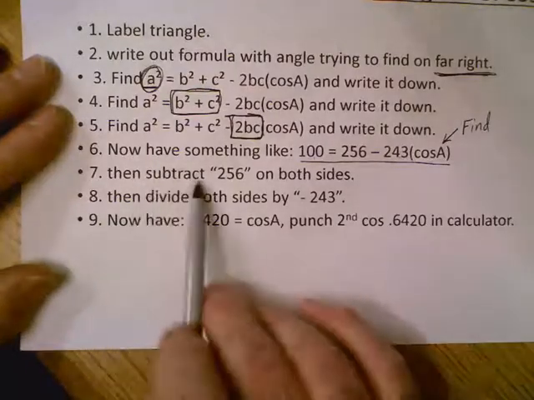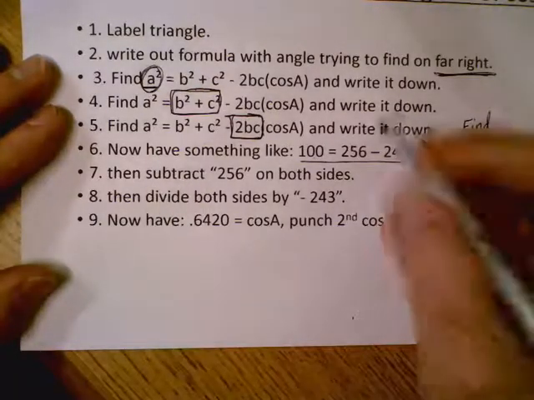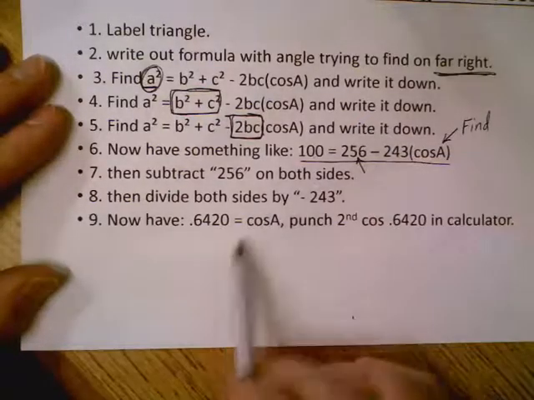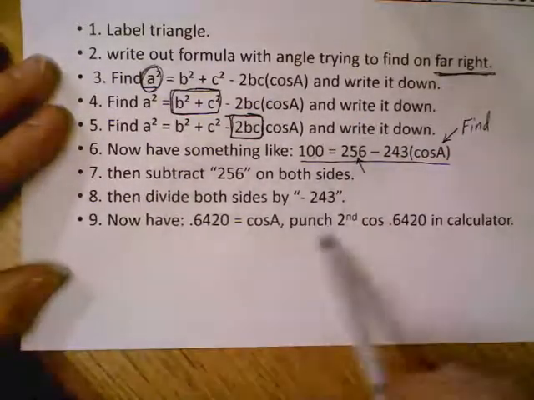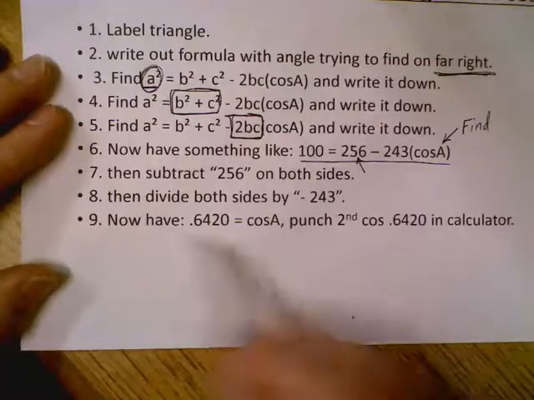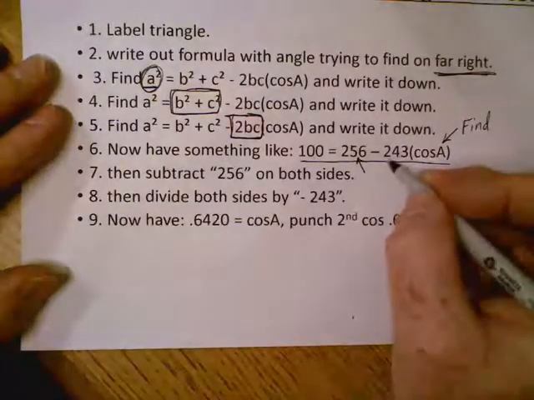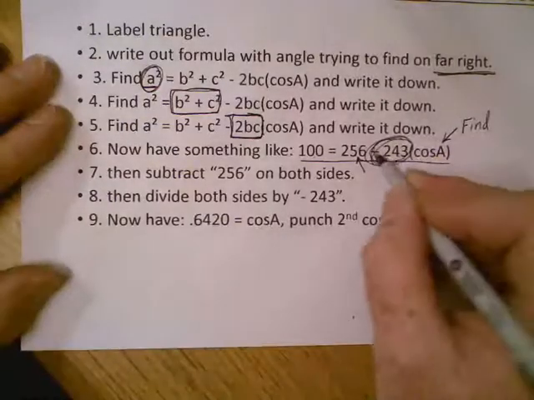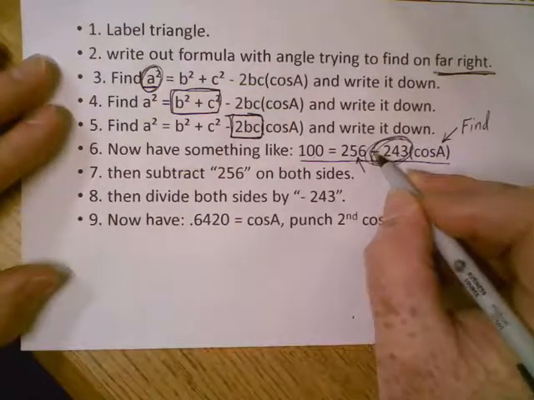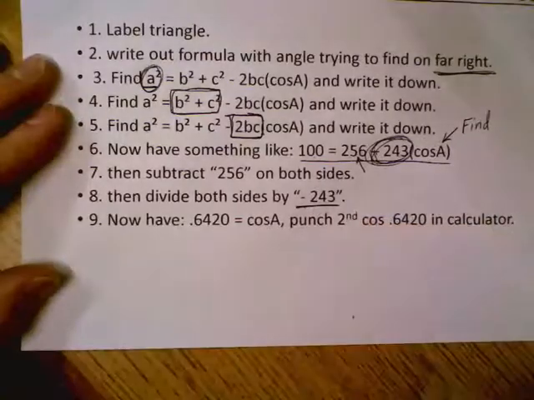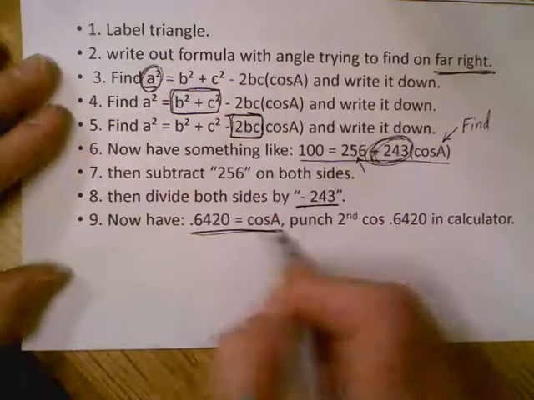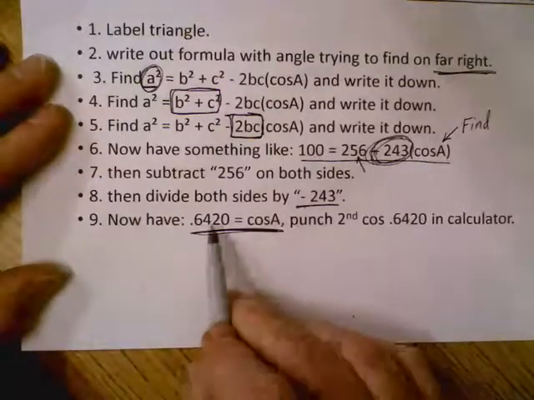Then you have to do three things. You're going to subtract this number on both sides of the equal sign. Then you divide both sides by whatever this number is. And don't forget, if it's a minus there, that means it's a negative, so you divide both sides by that. And then you end up with something that looks like this: cosine of A equals this.